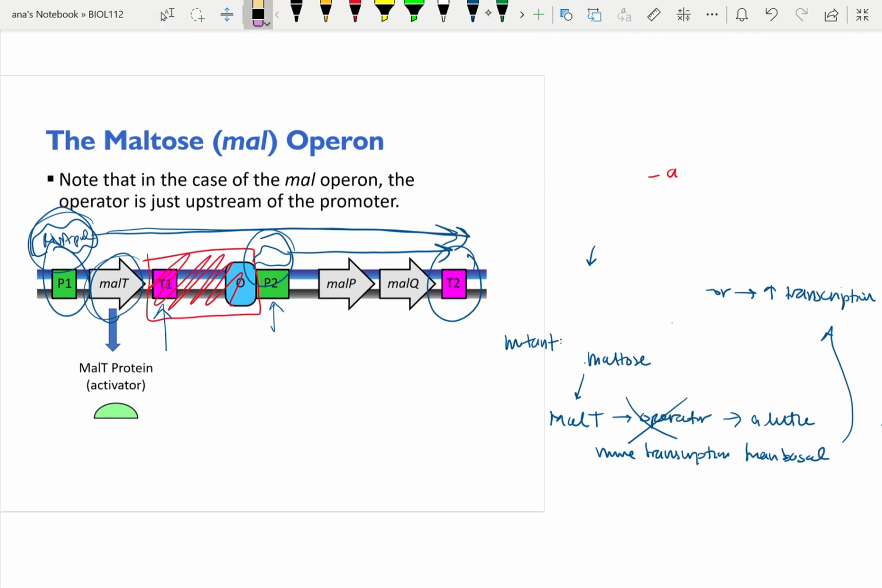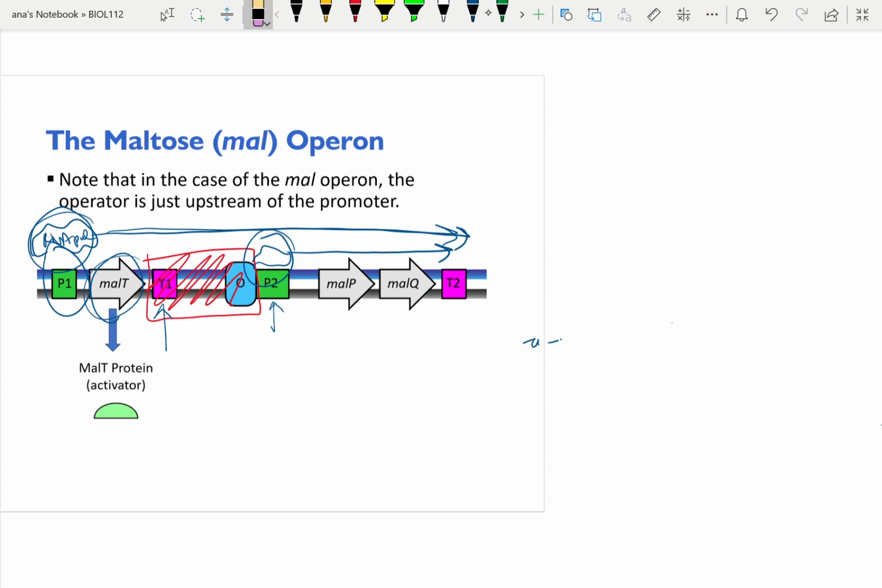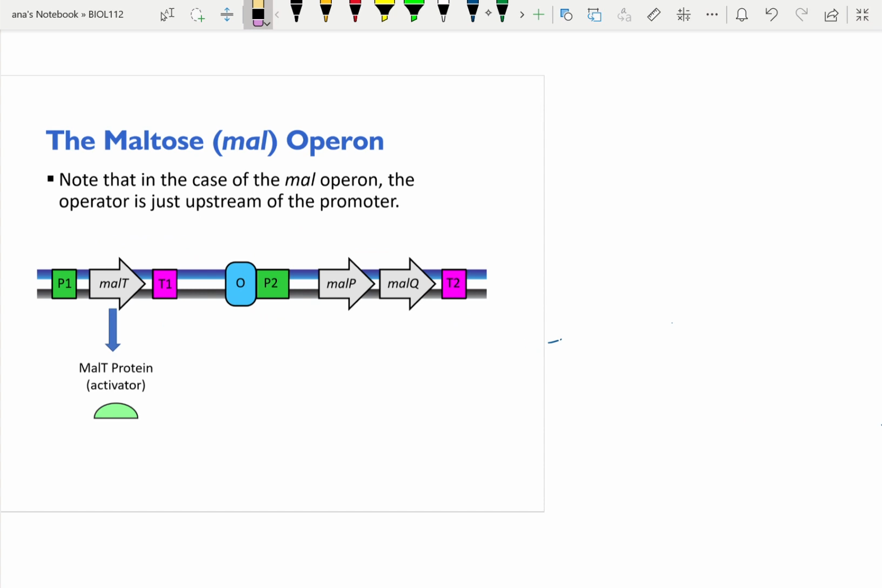And now I'm going to go through, I think, one last one. Okay, great. So in this last one, I'm going to remove the terminator. So terminator 1, the terminator that's associated with MALT. Okay, so this is one that's a little bit trickier, but we're going to go at it the same way. So I've removed T1, or it's not functional.